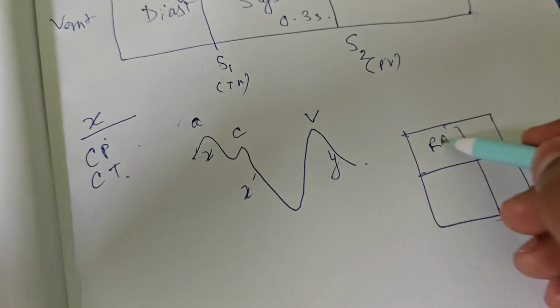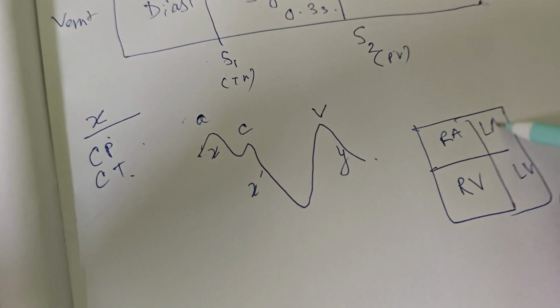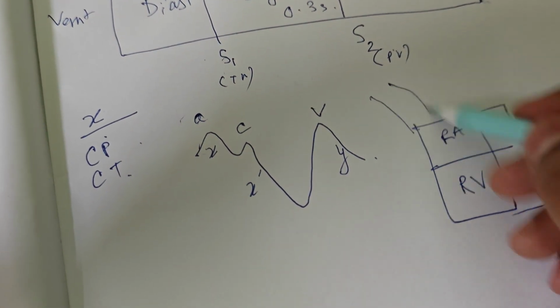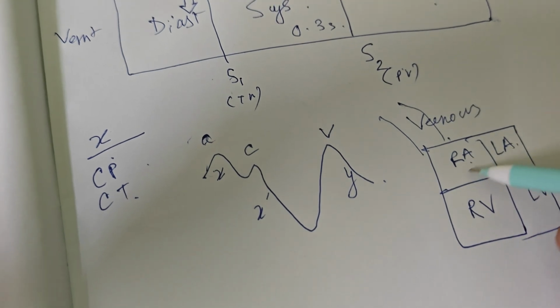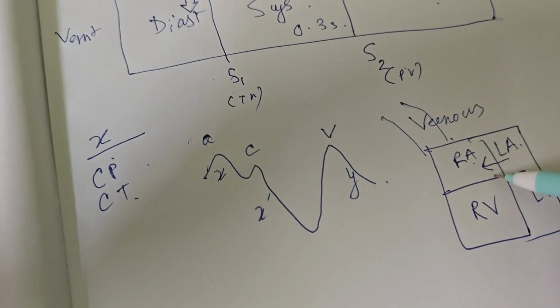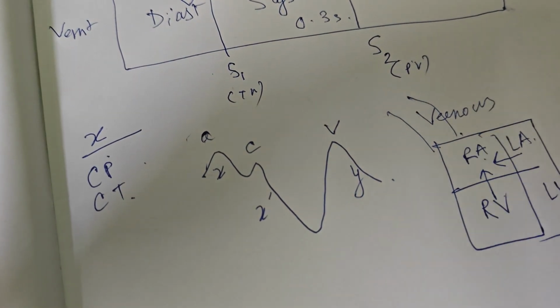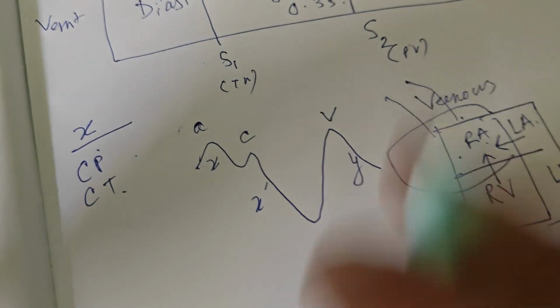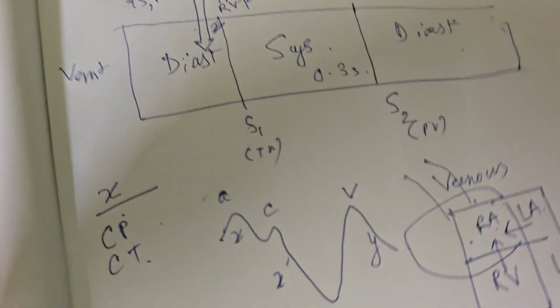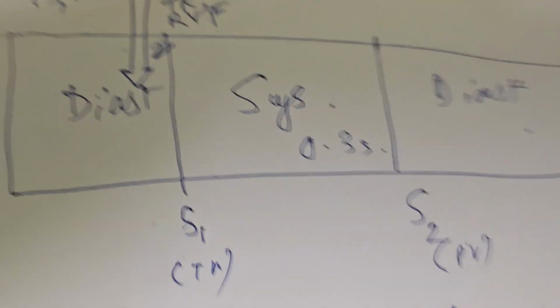Suppose there's the RA, there's the RV, there's the LV, there's the LA. So V wave is an indicator of your venous filling, as I said, and RA filling. RA filling can also be high if there's an ASD. RA filling can also be high when there's a TR. So any condition wherein the venous filling is raised or right atrial pressure is raised, you'll have a very prominent V wave. TR is a cause. Other causes are there.